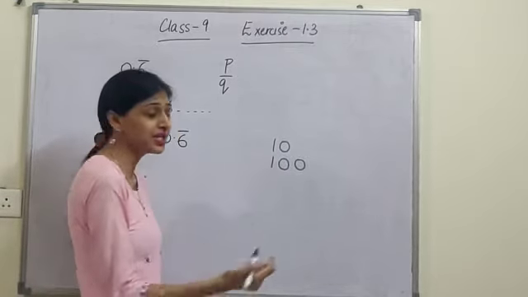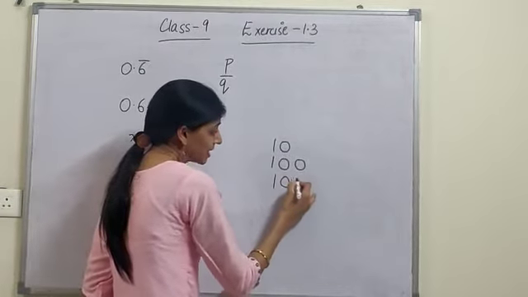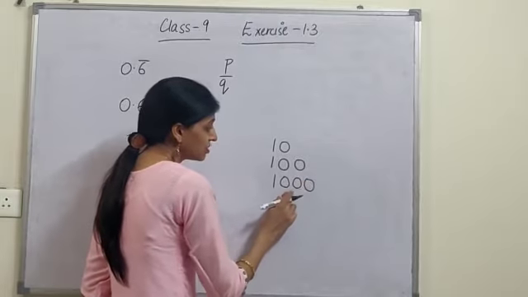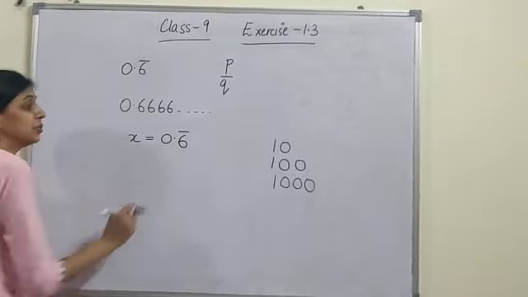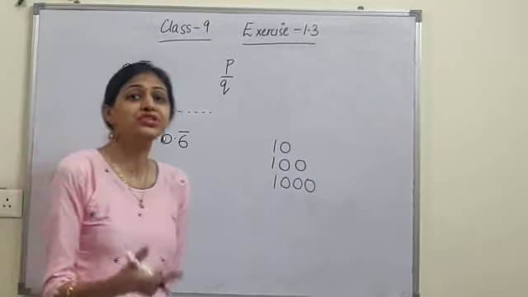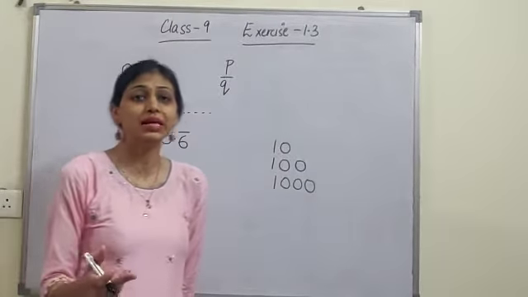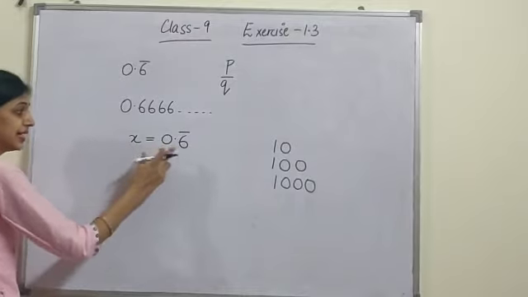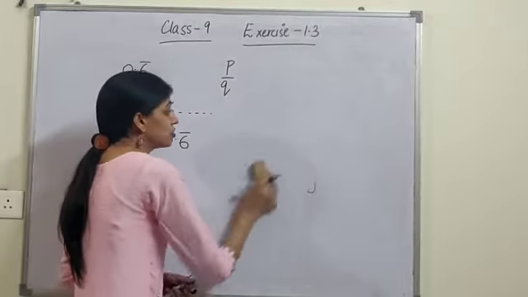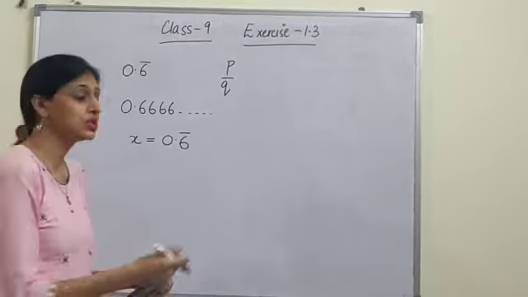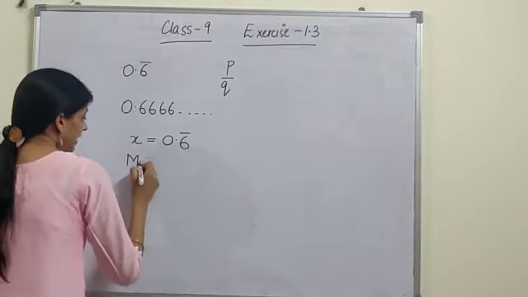Bar on three digits, so multiply by 1000, because 3 zeros. Okay. So the number of digits will tell you by which number we have to multiply both sides. So here the bar is on a single number, so we should multiply both sides by 10.